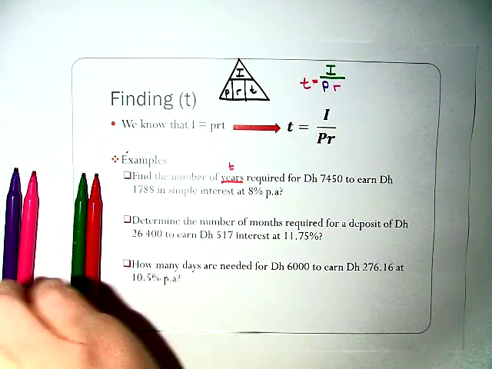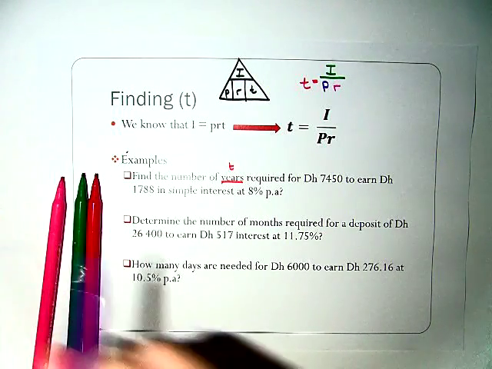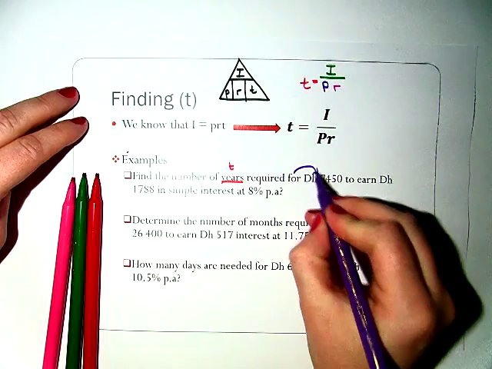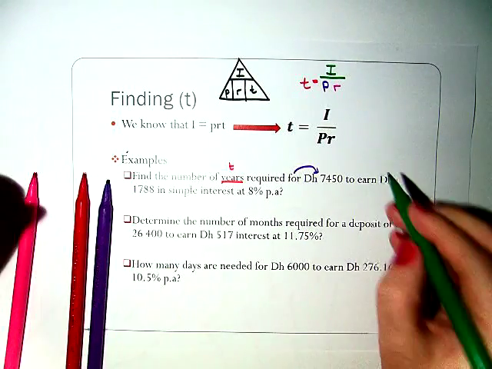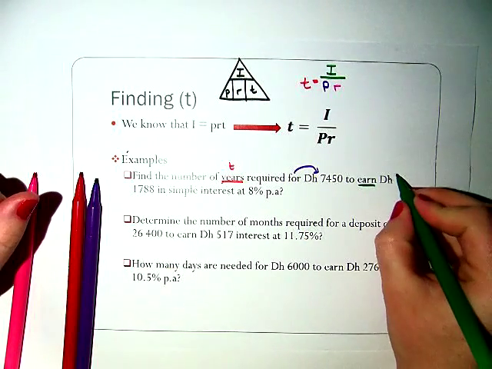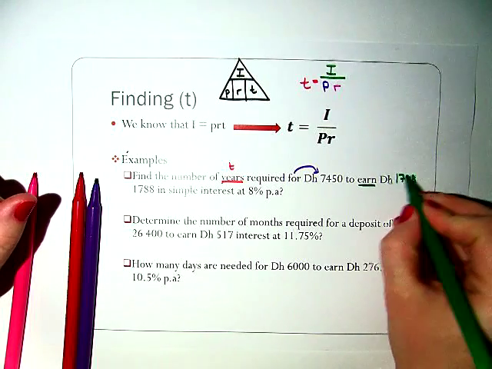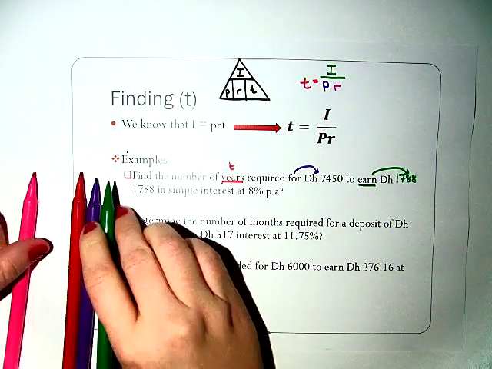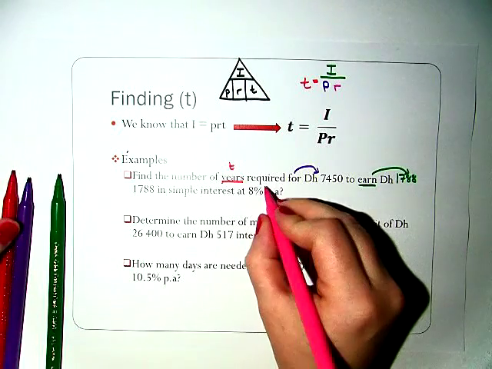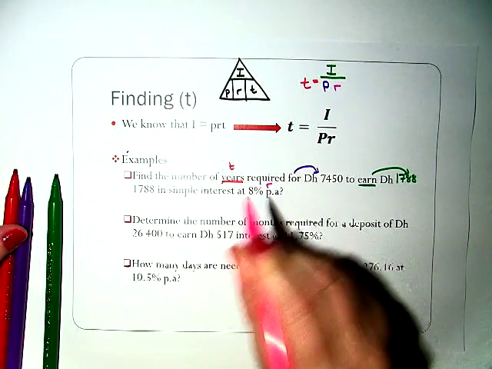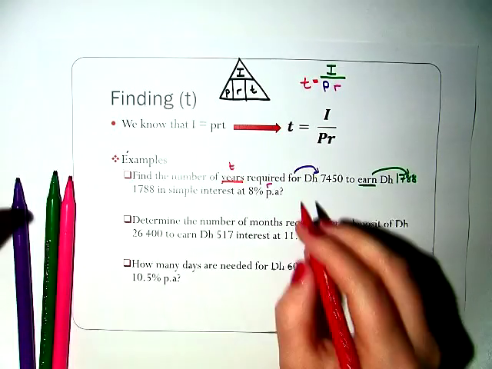Required for 7,450 to earn, so that's our key word, earn, 1788. Okay. In simple interest at 8% per annum. So that is our rate. So we'll set this up.